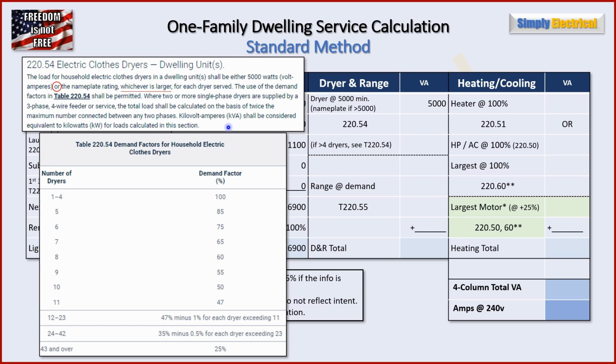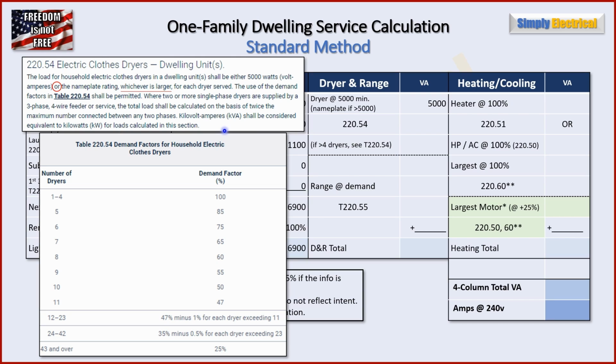Okay, so this last sentence says kVA shall be considered equivalent to kW for loads calculated in this section. Now this is mainly the way we take kVA and kW anyway when we're talking about feeder and service calcs, because the difference between the kVA and kW is very negligible when talking about feeders and services, so it's just not that big of a factor. It doesn't affect the numbers really at all. So we'll just use those terms kVA and kW pretty much interchangeably throughout these calculations.